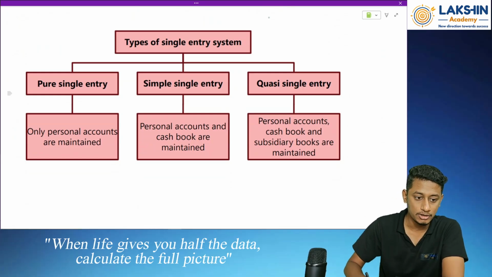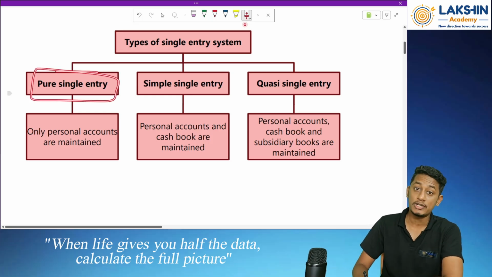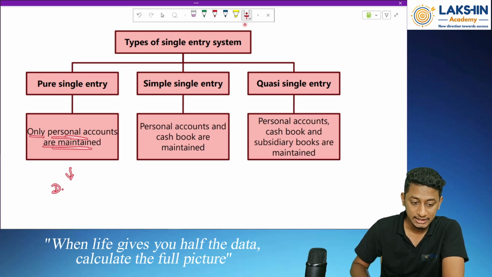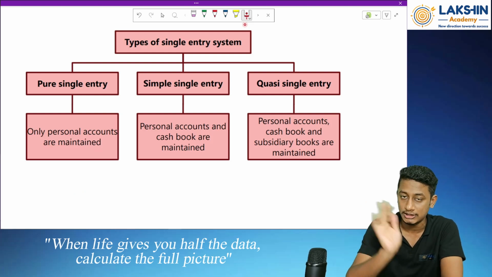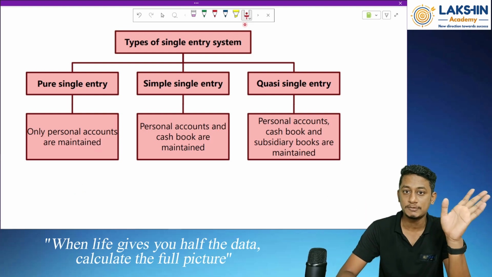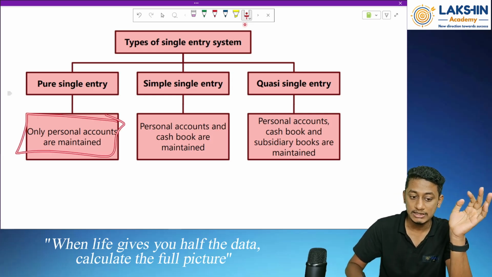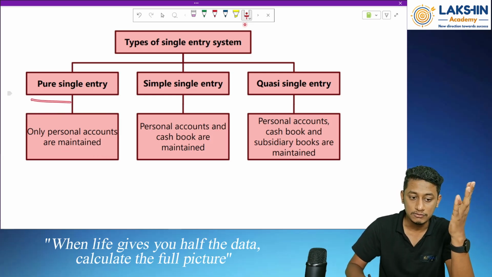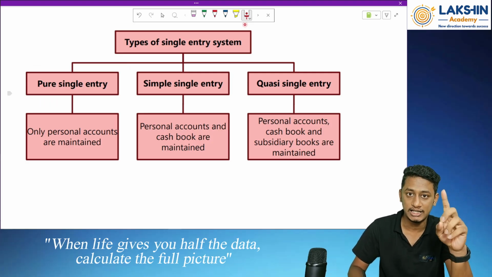So first of all we have pure single entry. Now what does pure single entry mean? Only personal accounts are maintained, for let's say debtors and for my creditors. Only for these purposes I am maintaining the books. That's it. Nothing else. How much is receivable to me? How much is payable from my side? Only to maintain those records I am maintaining the personal accounts. That's it. Nothing else. Even my own capital account I am not maintaining over here. This is what is called pure single entry.